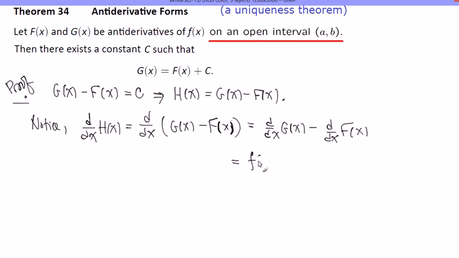Then what is the derivative of h of x? Big F of x minus little f of x? Because big F of x and g of x are antiderivatives of little f of x, right? So what are the derivatives of these two functions? F of x minus f of x. So what is it? 0. So we're staring at a function whose derivative is 0 on that interval a to b, right? So we kind of reduce it down to that simple problem.